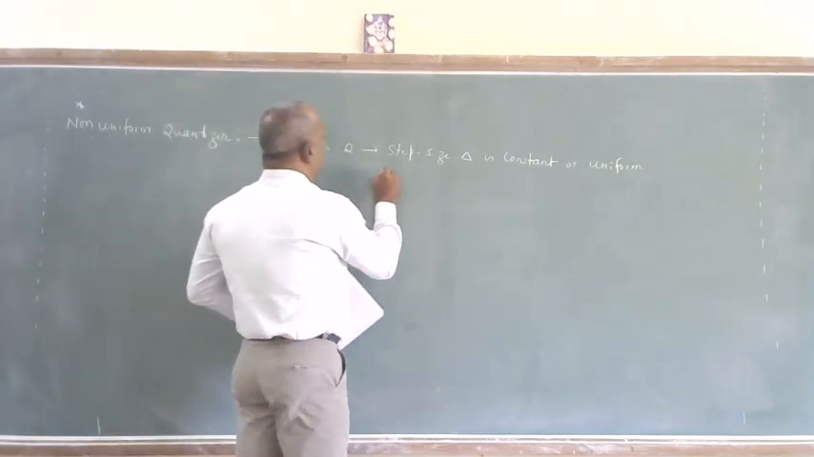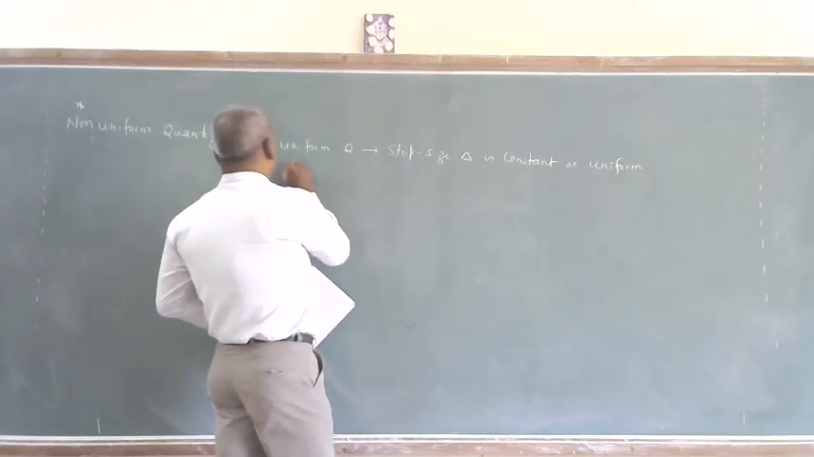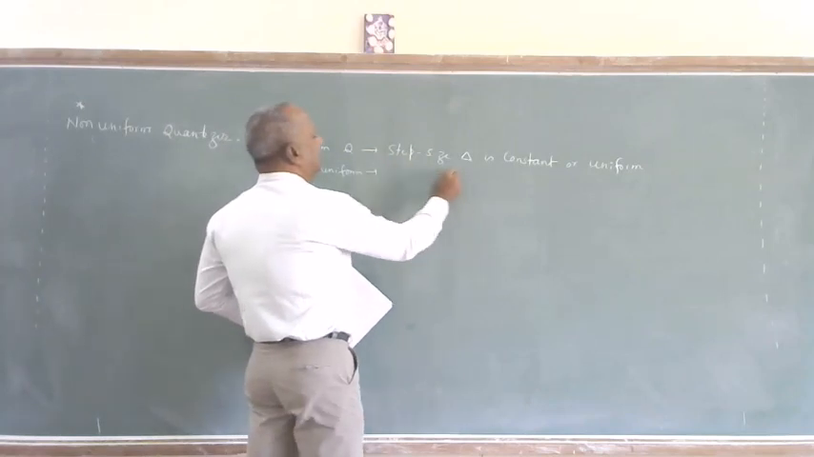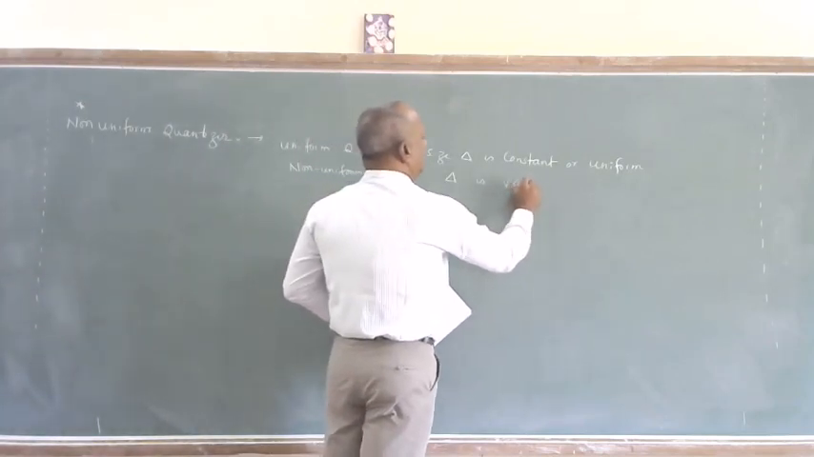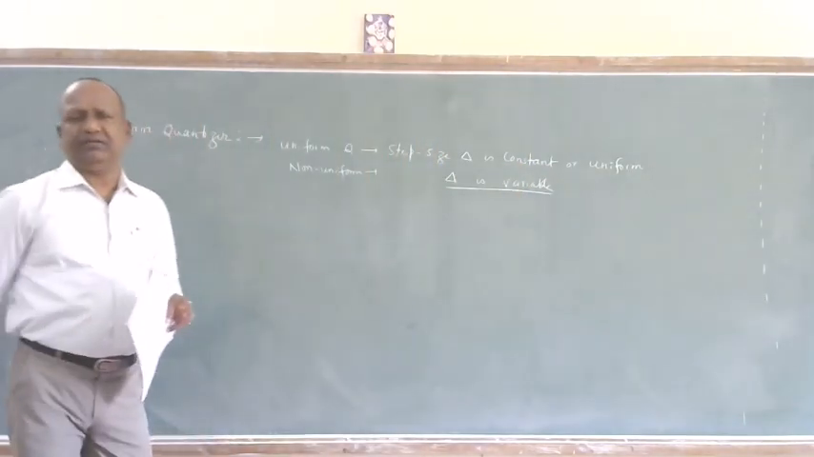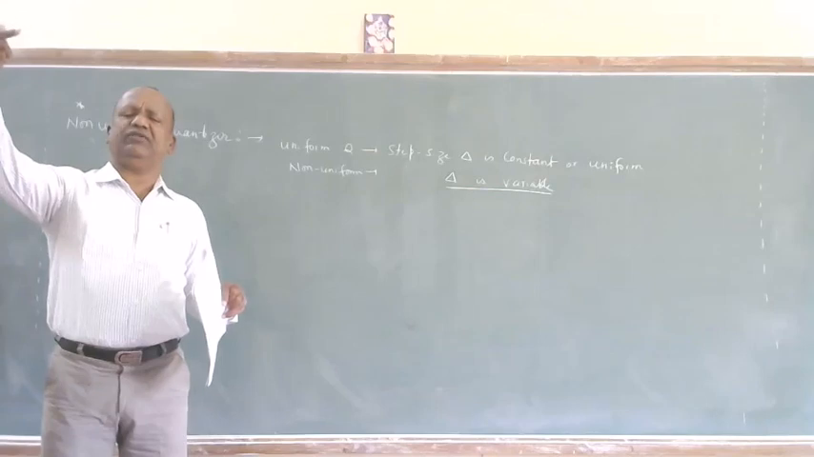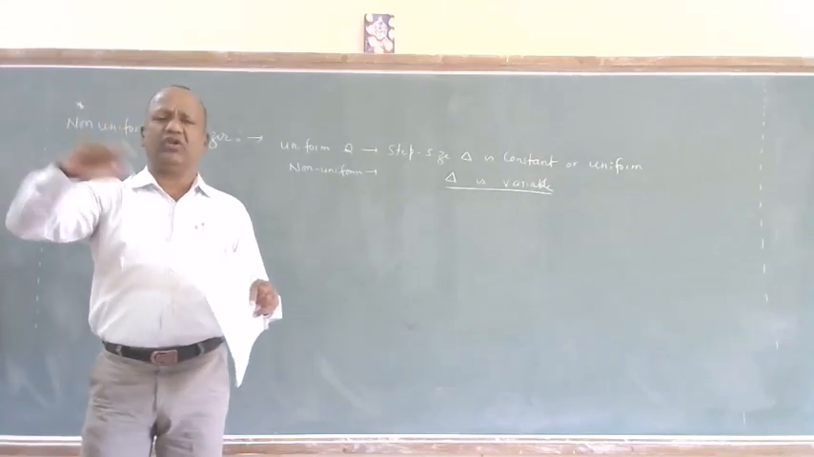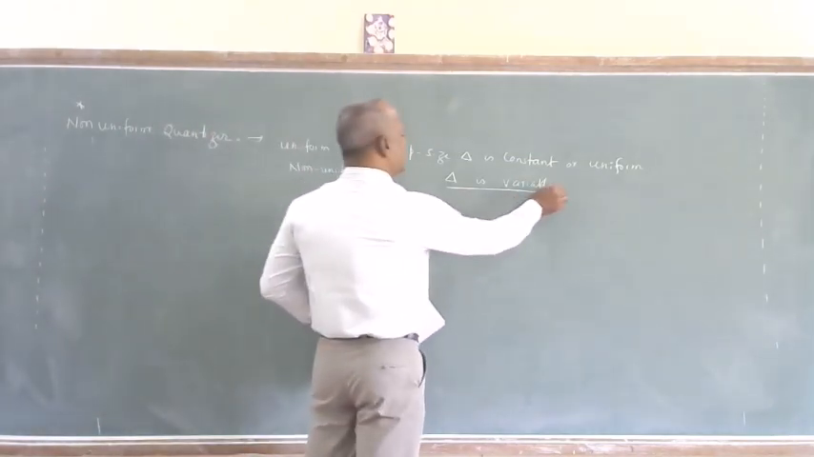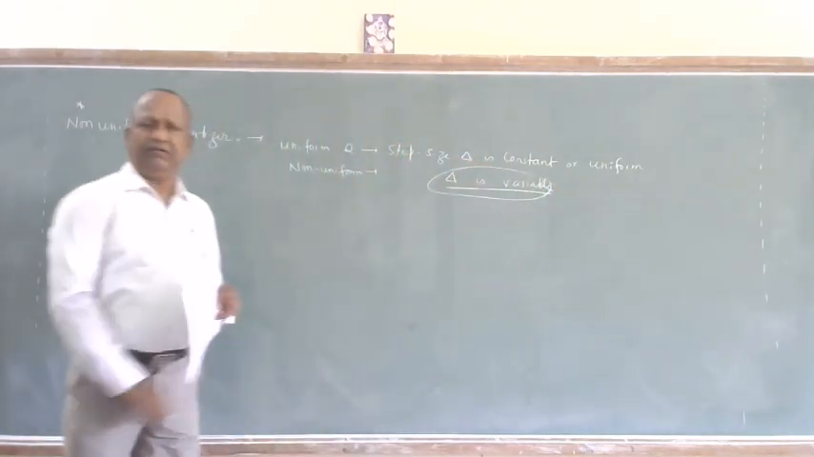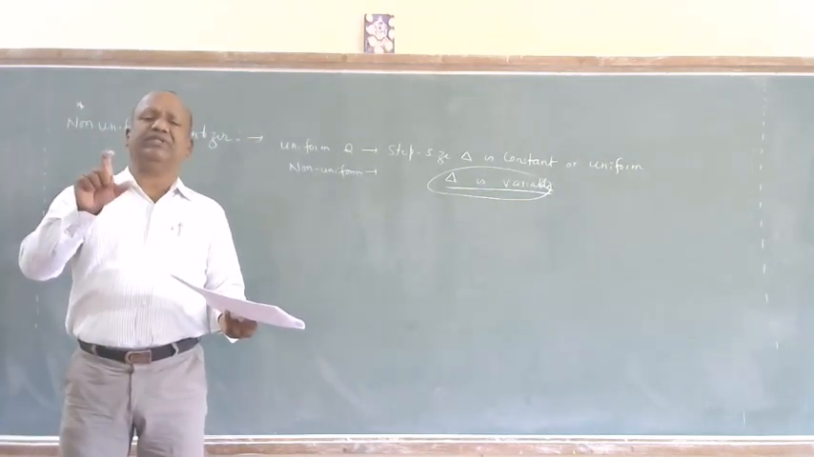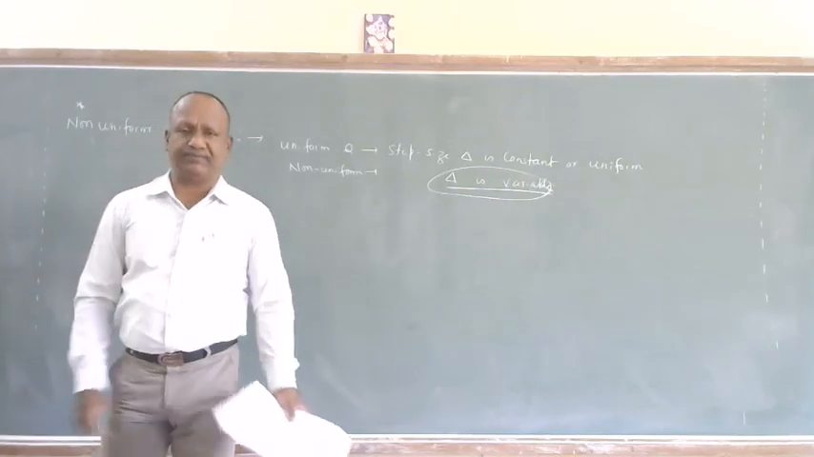Then the non-uniform quantizer is one where delta is variable. The step size is variable. The first may be 1 volt, and the second step size may be more than 1 or less than 1 volt. The definition of a non-uniform quantizer is that delta is variable, where delta is called the step size, the space between two different representation levels.